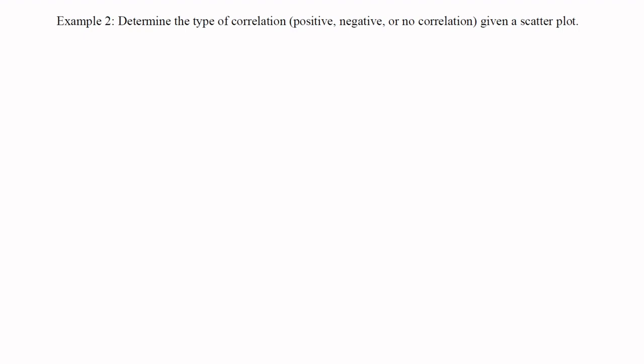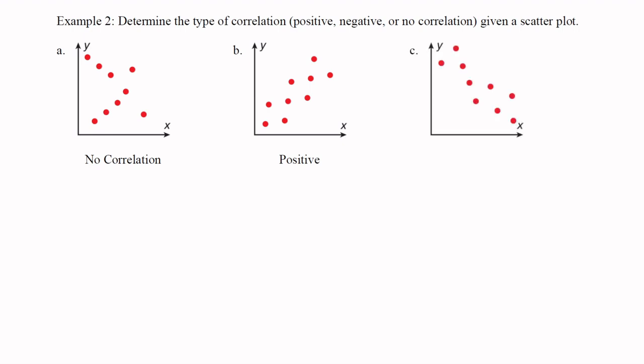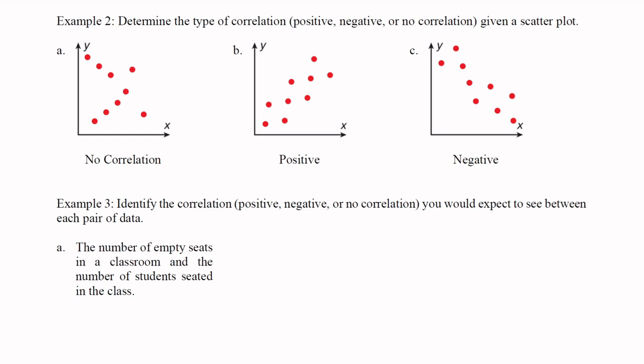So let's determine the type of correlation, positive, negative, or no correlation, given the scatter plots. In this one, we've got data that looks like it's going down, but we also have data that looks like it's going up. So it's hard to draw any conclusions from this, so there is no correlation. In B, it looks like the data is generally going up from left to right, so we have a positive correlation. And in C, we have data that generally looks like it's going down from left to right, so it is a negative correlation.